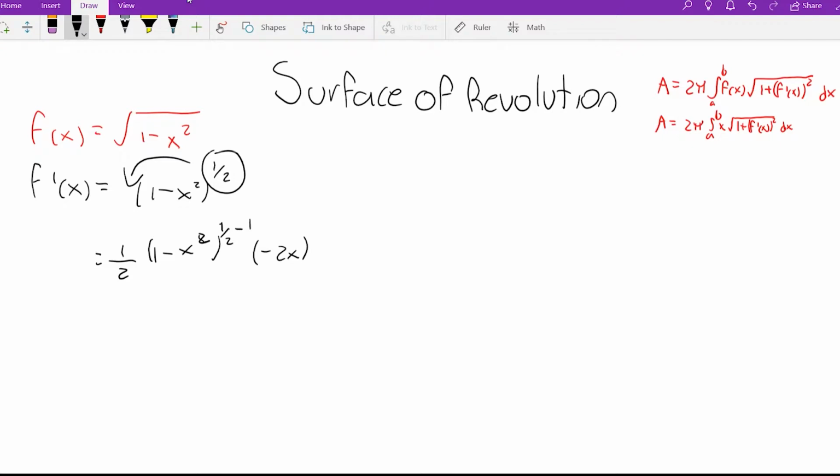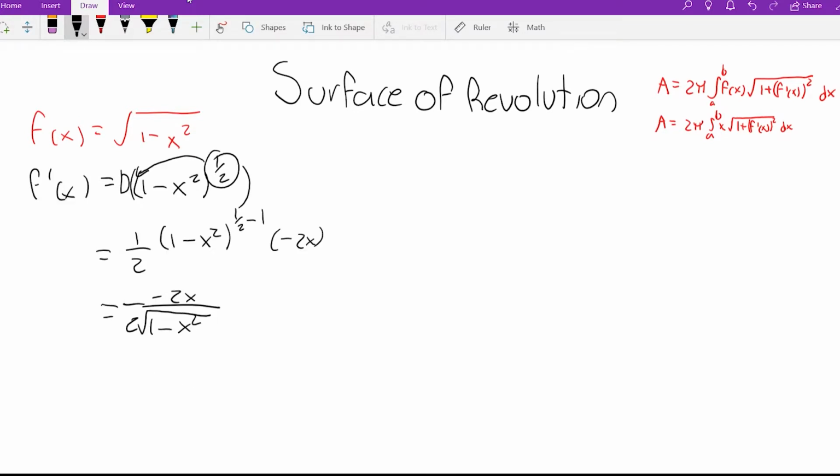Now we rewrite the function, so it is going to be minus 2x over 2 times 1 minus x squared to the 1/2. So this is going to be minus 2x over 2 square root of 1 minus x squared.